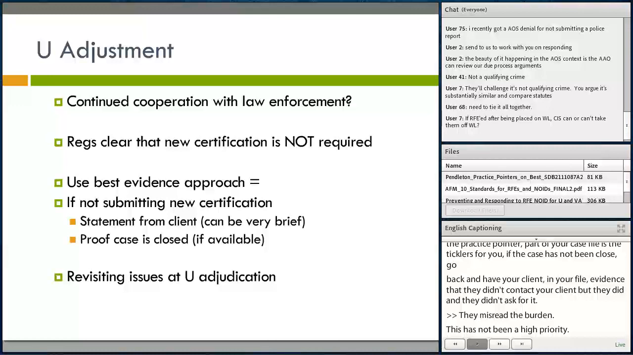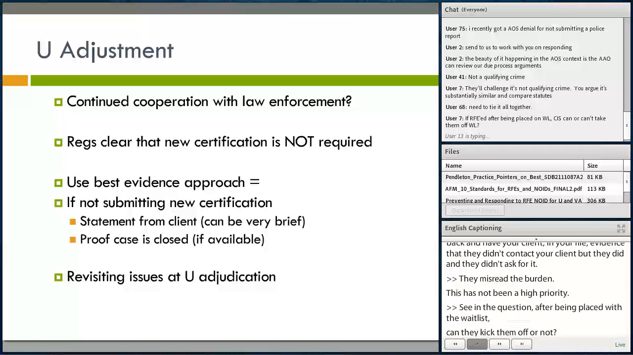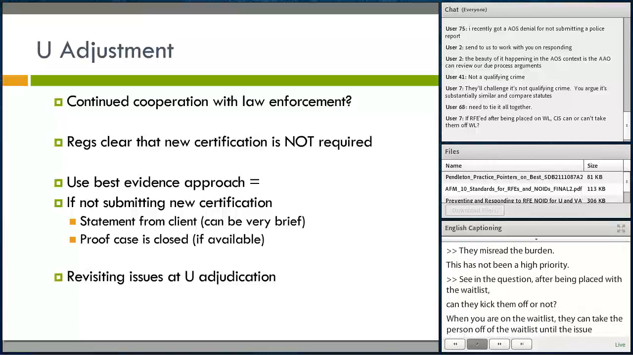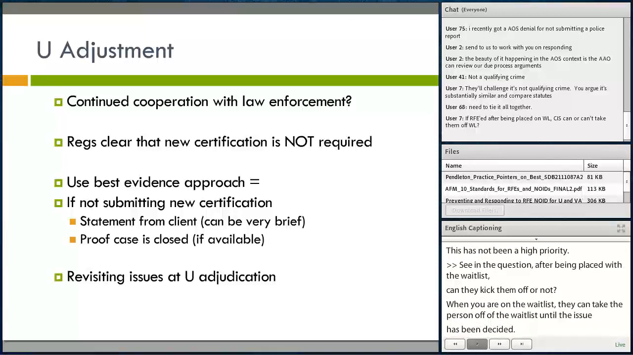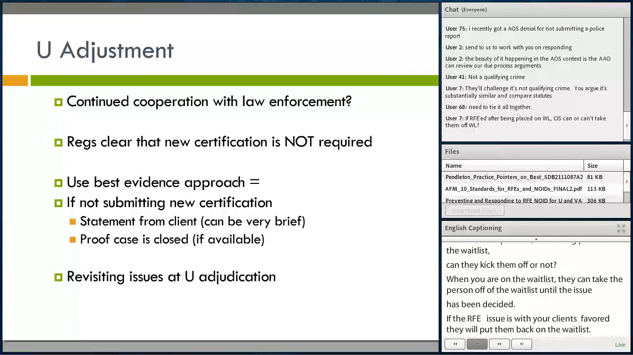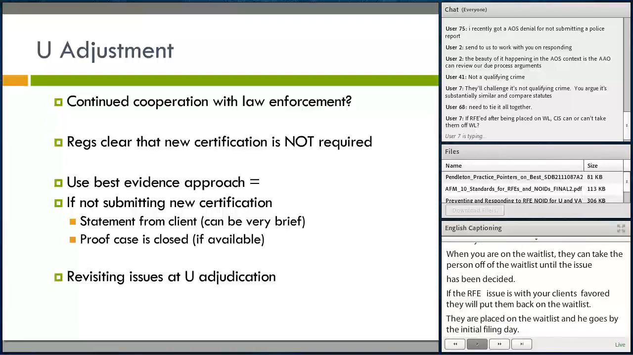And I'm seeing a question in the chat. If somebody's RFE'd after being placed on the wait list, can USCIS take them off or not? They can. So if you're RFE'd when you're on the wait list, CIS can take the person off of the wait list until the RFE issue has been decided. Okay, and then if the RFE issue is decided in your client's favor, then they'll put them back on the wait list, and they'll resume their previous position because their place on the wait list goes by their initial filing date.